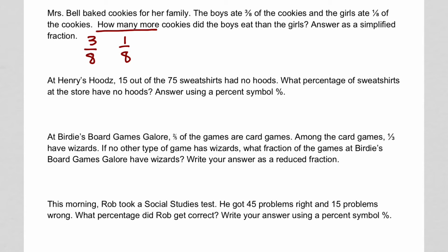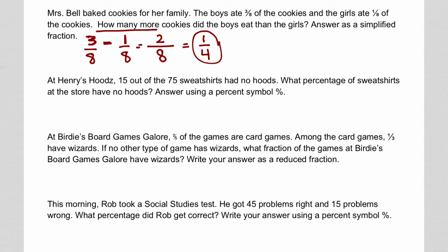So we know that when we're comparing how many more, we're finding the difference. And to find the difference, we need to have a common denominator, which we have. So we keep that common denominator. 3 minus 1 is 2. If we reduce that by 2s, we've got 1/4. So the boys ate 1/4 more cookies than the girls. Or 2 out of 8 cookies more.